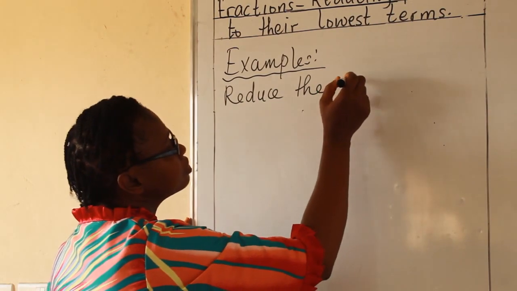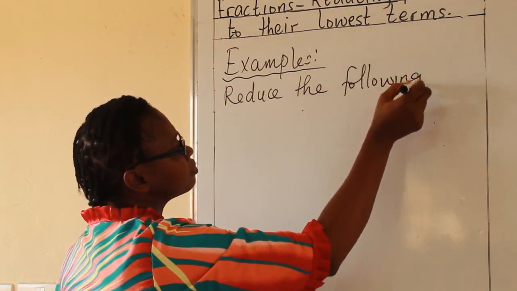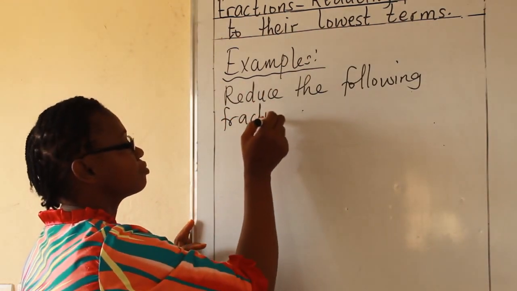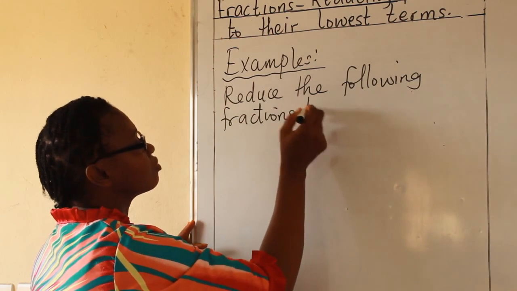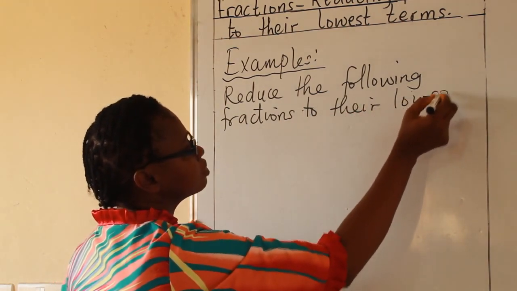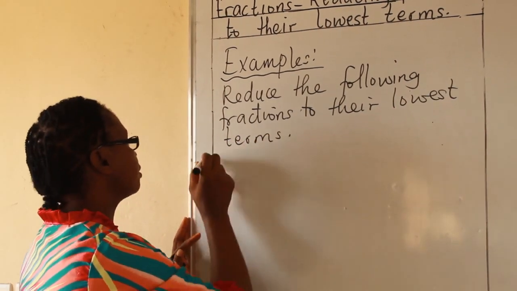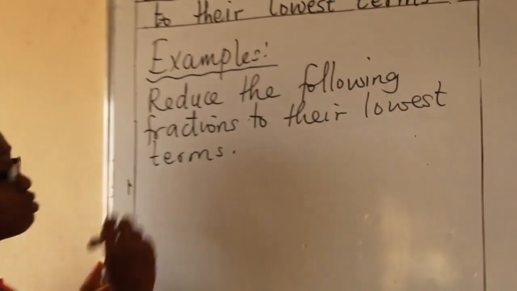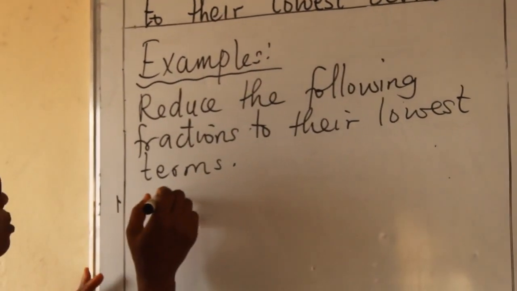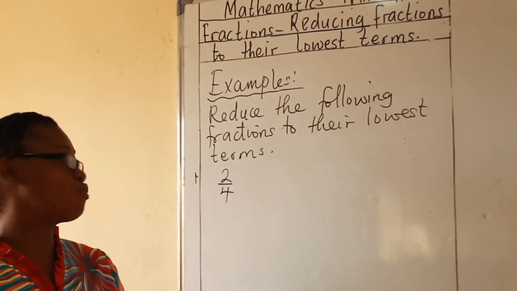I will say reduce the following fractions to their lowest terms. Okay, number one, I want to start with the smallest number. Let's have it here, 2/4.